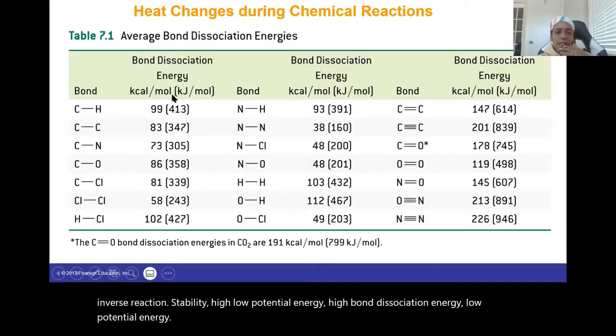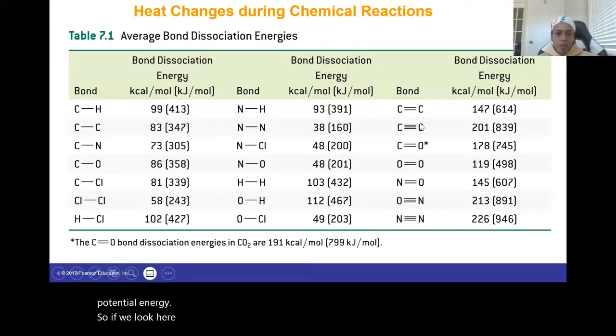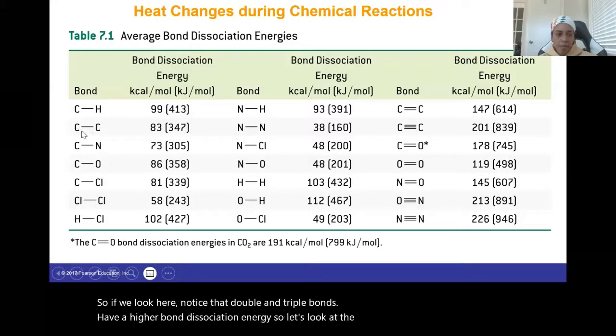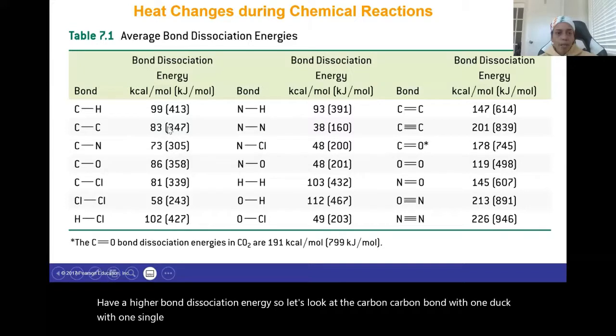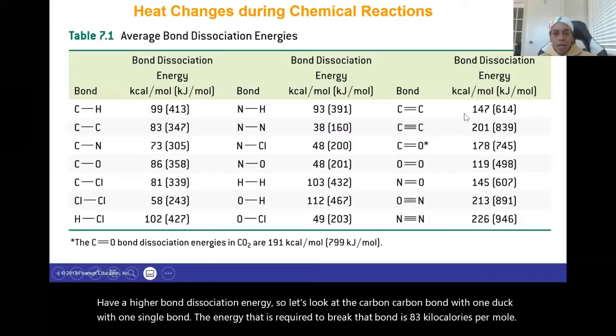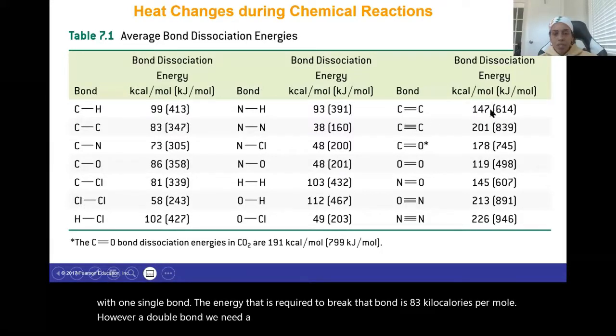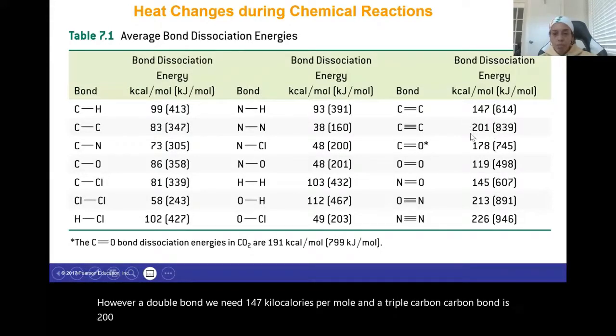So if we look here, notice that double and triple bonds have a higher bond dissociation energy. So let's look at the carbon-carbon bond with one single bond. The energy that is required to break that bond is 83 kilocalories per mole. However, for a double bond, we need 147 kilocalories per mole, and a triple carbon-carbon bond is 201 kilocalories per mole, right?